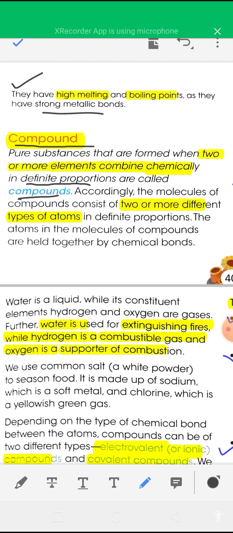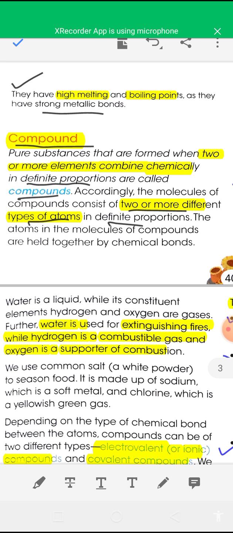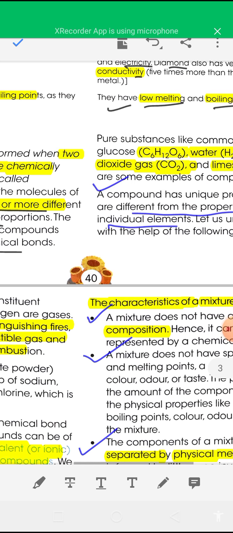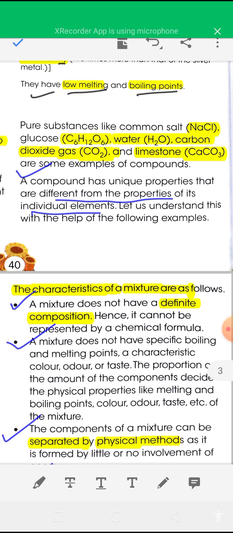The molecule of a compound consists of two or more different types of atoms in definite proportion. The atoms in molecules of compounds are held together by different chemical bonds. Examples of compounds are sodium chloride, glucose, water, carbon dioxide, and limestone.